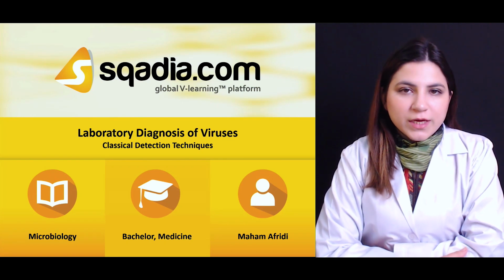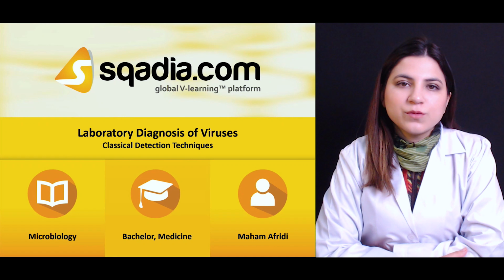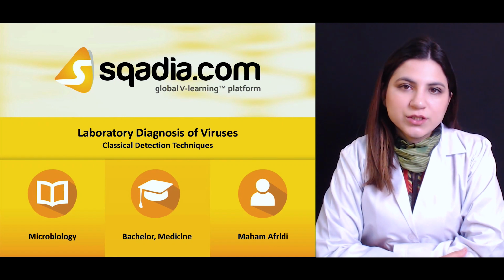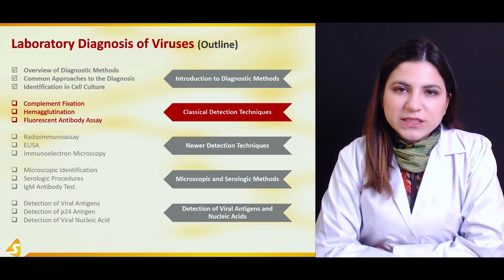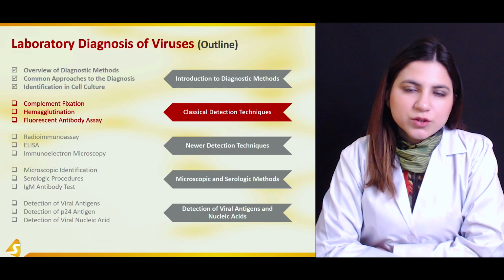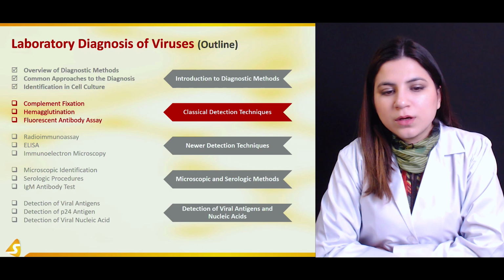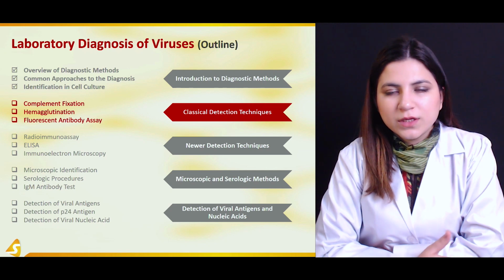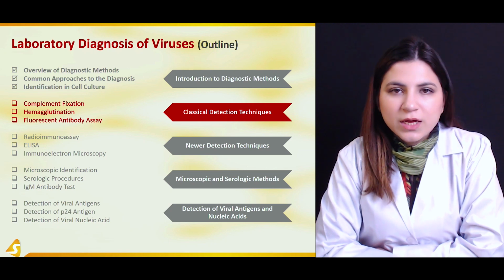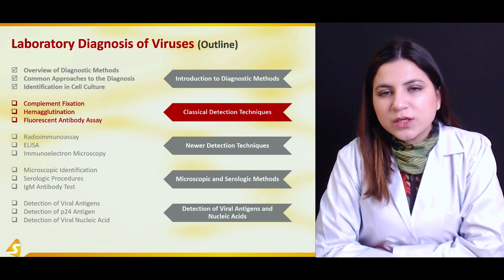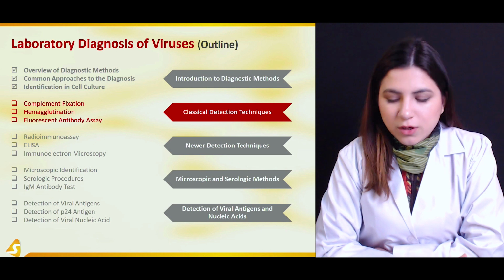Our topic for today is lab diagnosis of viruses. We are at section 2 of this topic, and in this section we'll be discussing the classical detection techniques of viruses. So we'll start by explaining the complement fixation and then move on to hemagglutination and fluorescent antibody assay. We'll see how all of these methods are basically employing the same antigen-antibody interaction, and we can actually use that interaction to identify a type of virus inside the body.